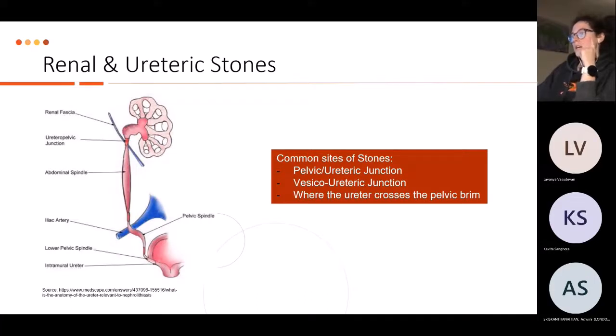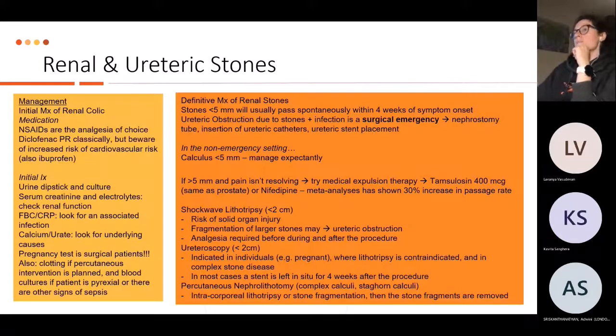The most common sites, again, this is really useful to know for MCQs, are the PUJ, so the pelviureteric junction, the VUJ, the vesico-ureteric junction, and the point where the ureter crosses the pelvic brim. They're the classic three sites that you would find stones because they're the narrowest points. Management, again, I know it's a lot of words, so please go back and look at this later.